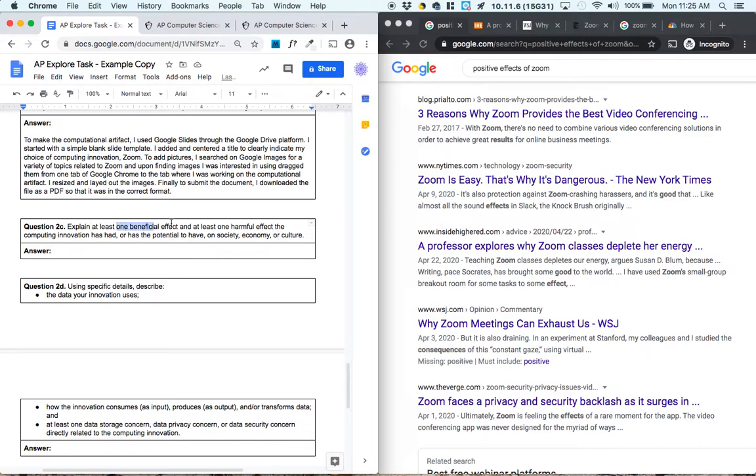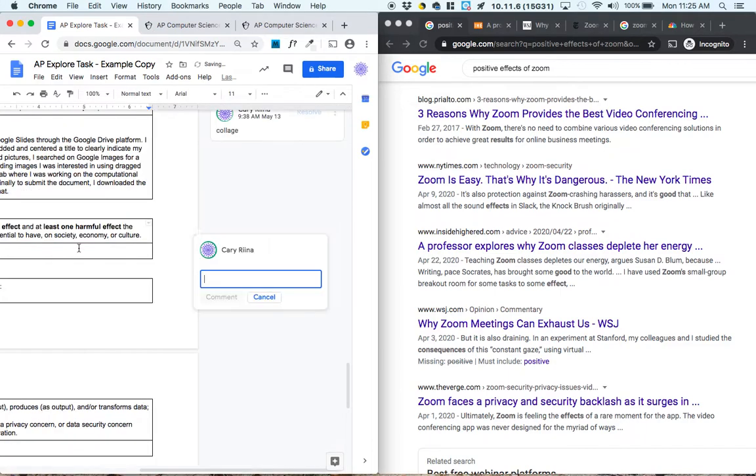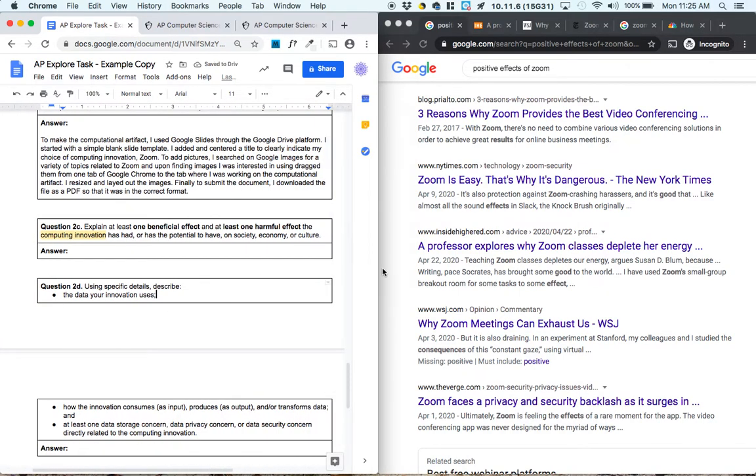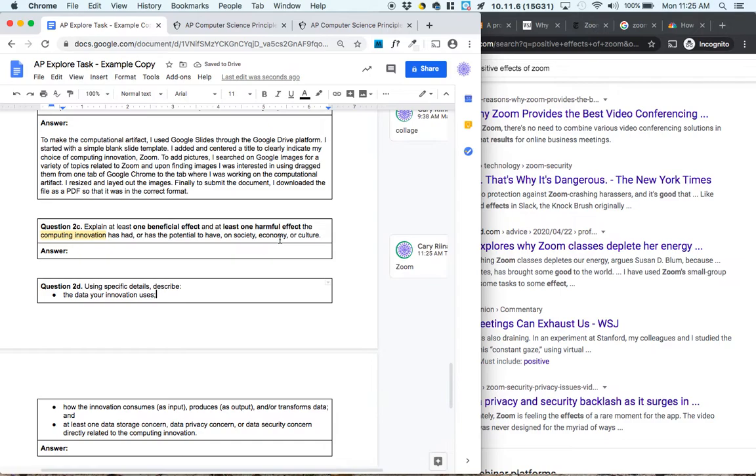Alright, so key pieces. At least one beneficial effect, at least one harmful effect that the computing innovation, in my case, this is going to be Zoom, so just highlighting that for myself, has had or has the potential to have on society, economy, or culture. Now, there's a couple of important things to think about here.